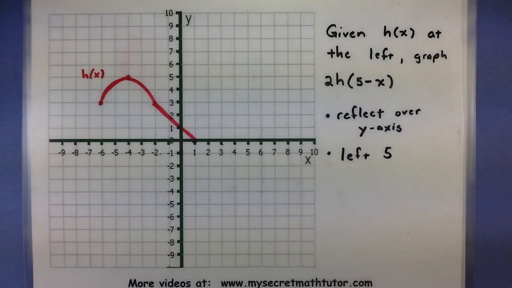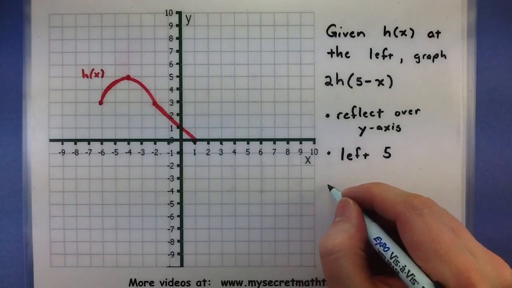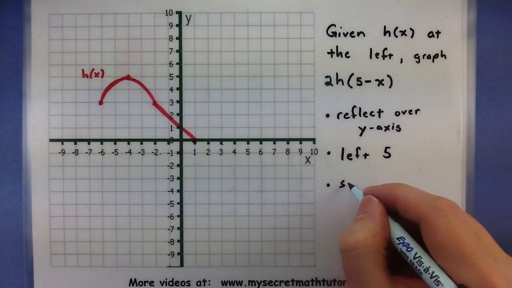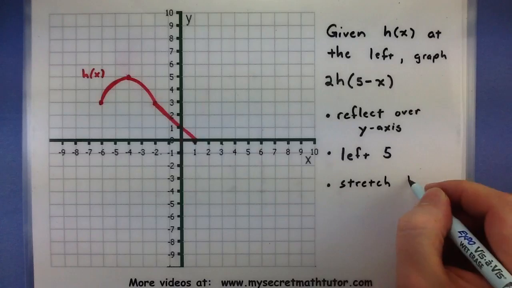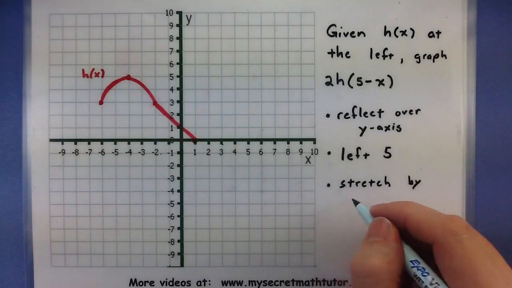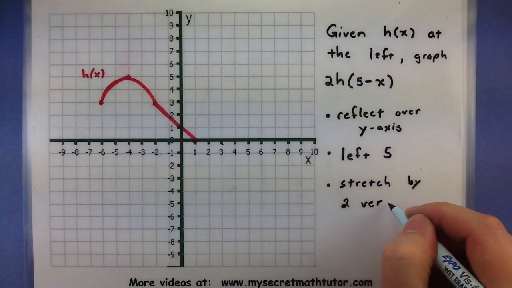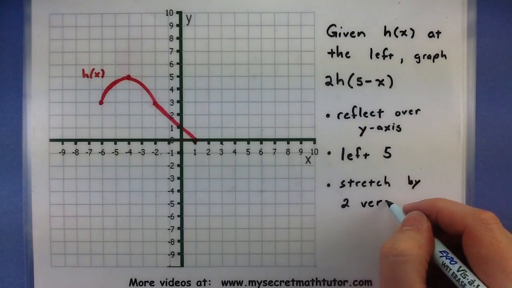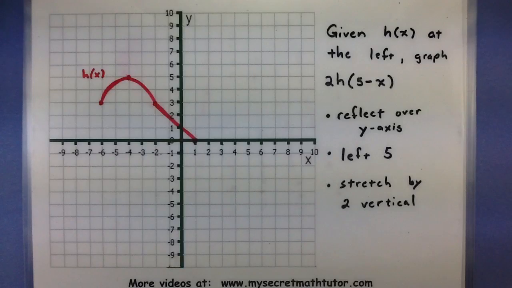Alright, looks like we have one more transformation. This 2 is being multiplied on the outside. So this will stretch it by a factor of 2. And since it's on the outside, this will stretch it vertically. Alright. So let's grab our key points here, see where they've ended up.